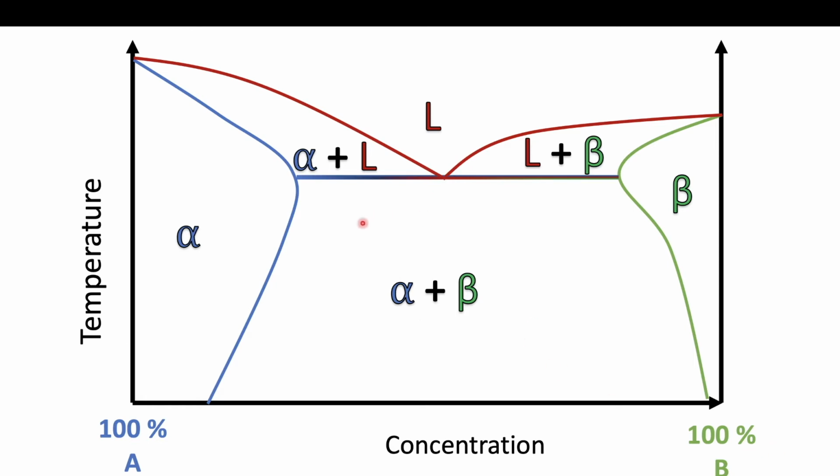Now let's apply the Gibbs phase rule in this 2-phase region. From our Gibbs phase rule, we have degrees of freedom coming out to be 1 because we have 2 phases in equilibrium. However, if we look here, we can change temperature and concentration and still remain in this 2-phase region.